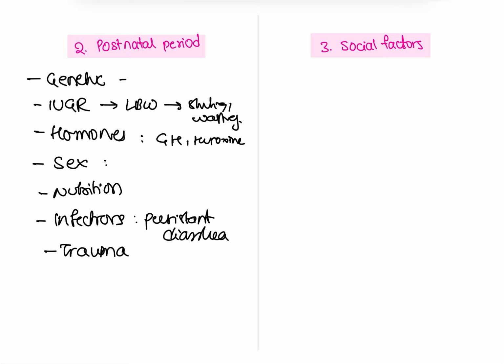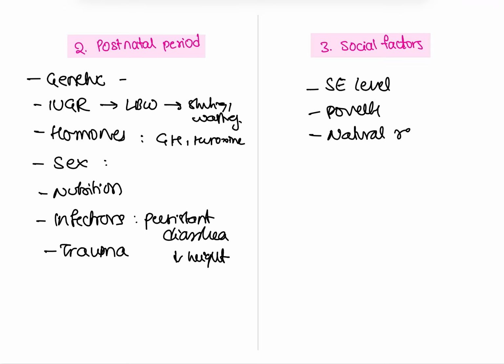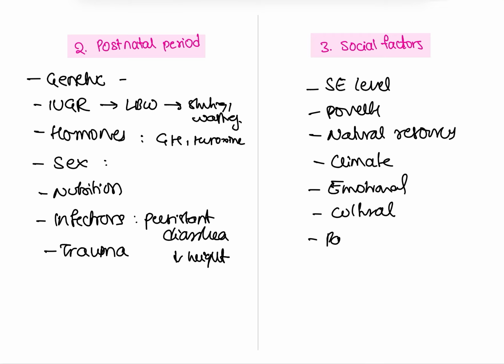Persistent diarrhea causes decrease in height of the child. Trauma to the epiphysis causes decrease in the height. Social factors like socio-economic level, poverty, natural resources, climate, emotional factors, cultural factors, and parental education.